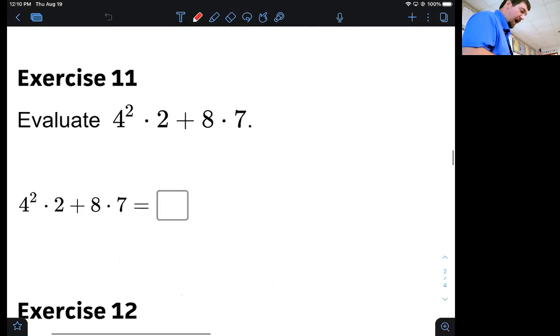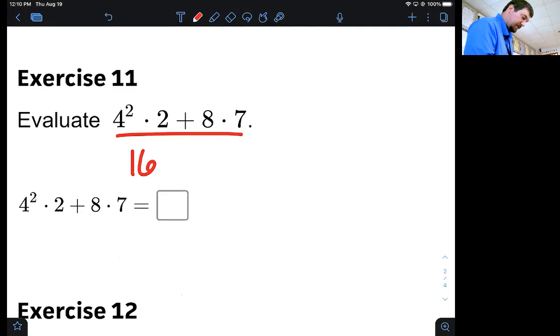16. Excellent. So I'm going to write down the problem on my work paper, the original problem. So I got the top part of my funnel. And then underneath of that, I'll write down 16 times 2 plus 8 times 7.